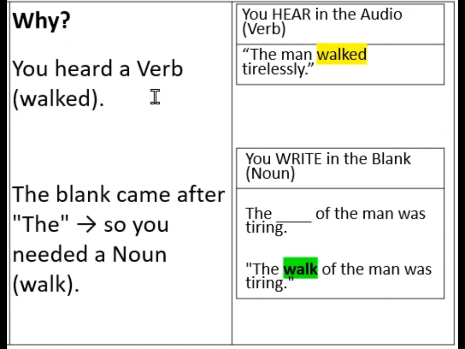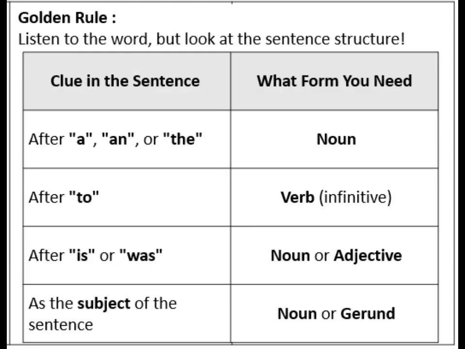Why? You heard a verb, walked. The blank came after the. So you needed a noun, walk. The golden rule. Listen to the word, but look at the sentence structure. The clue in the sentence: what is the form you need?